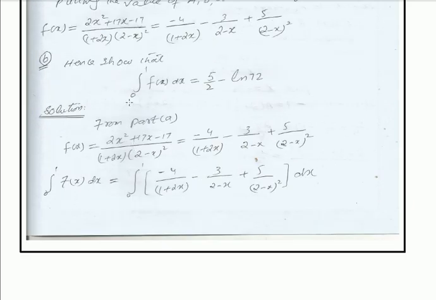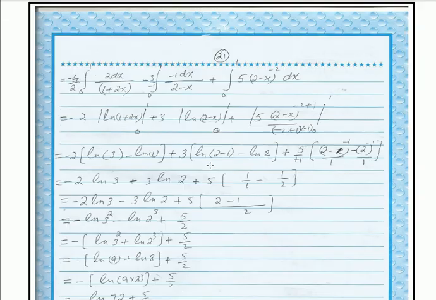In part b, show that the integral from 0 to 1 of f(x) is 5 by 2 minus ln 72. From part a, the function is minus 4 over 1 plus 2x, minus 3 over 2 minus x and plus 5 over (2 minus x) squared. By putting this in place of f(x) and simplifying, we get minus 4 over 2, 2 over 1 plus 2x, minus 3 over minus 1 dx.